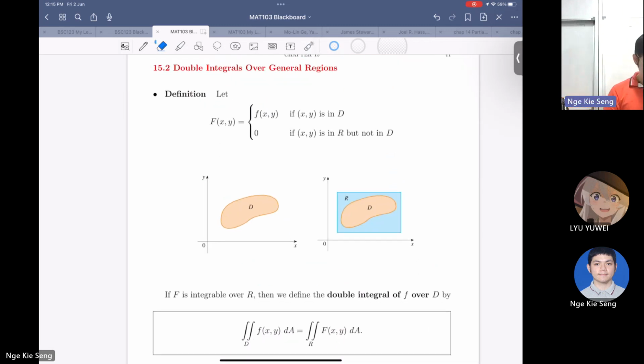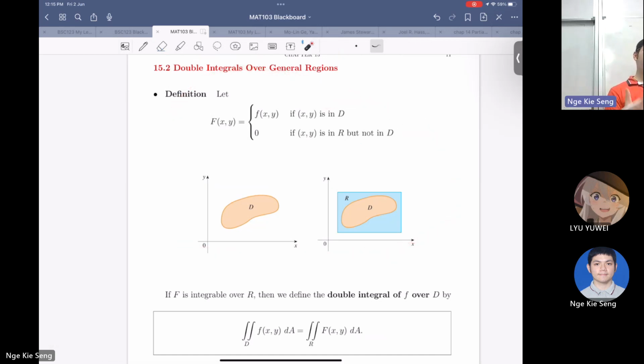So next is the double integrals over general region. So in a general region, how do we integrate? We no longer deal with a rectangle now. So our region changes. So let's say your function. Okay, I think this is okay. Before I say it, I spoil a bit.